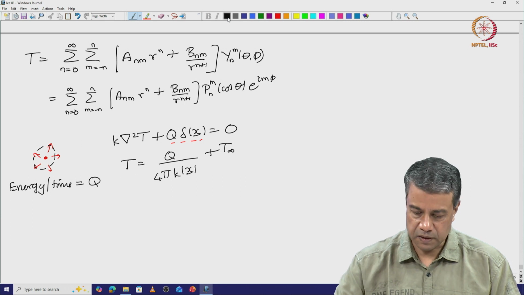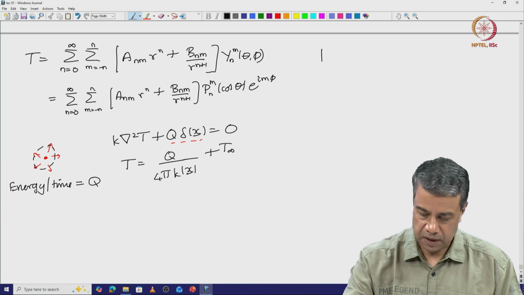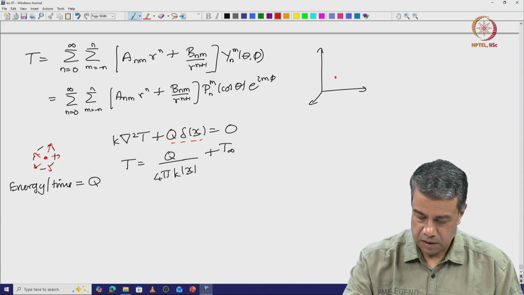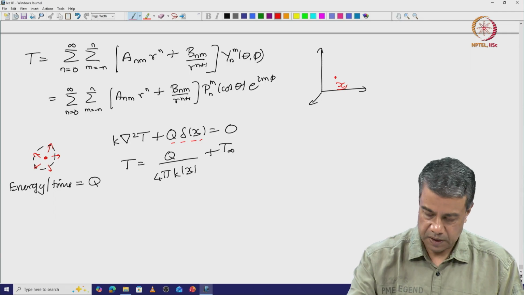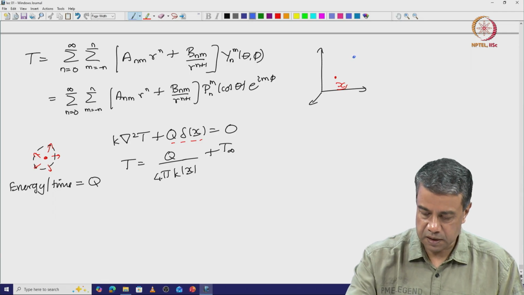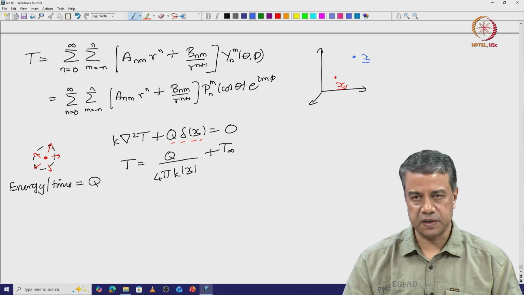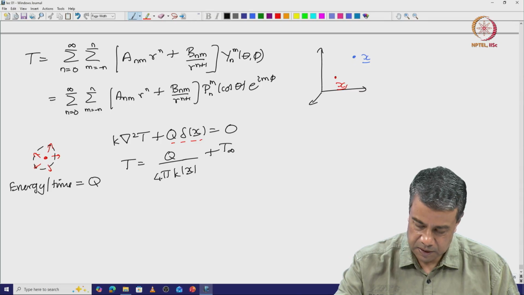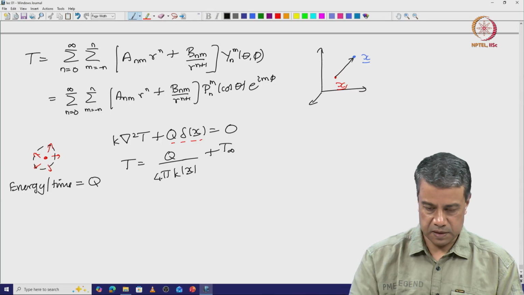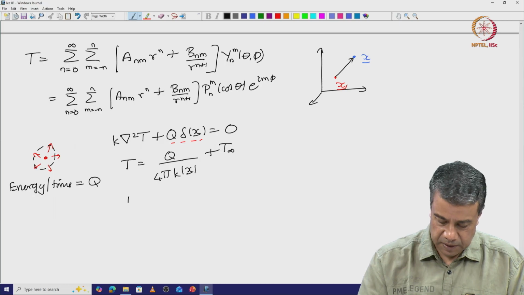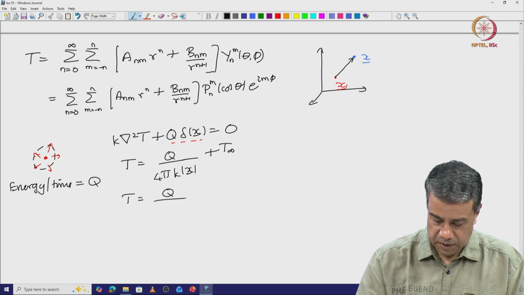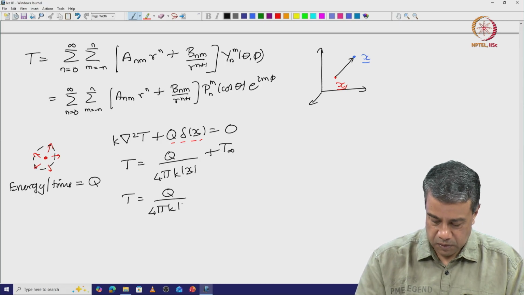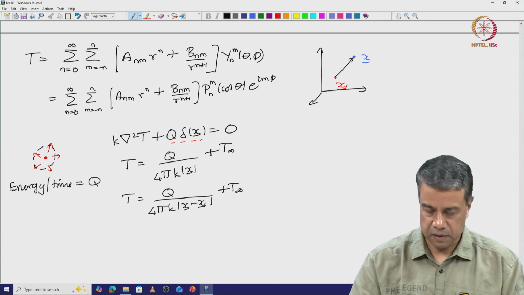So, if instead of at the origin, we had a point source at some location x1, and you were measuring the temperature field at another observation location x, then the temperature field will only depend upon the distance between x1 and x. Therefore, the temperature field will be equal to Q by 4 pi K into modulus of x minus x1 plus T infinity.